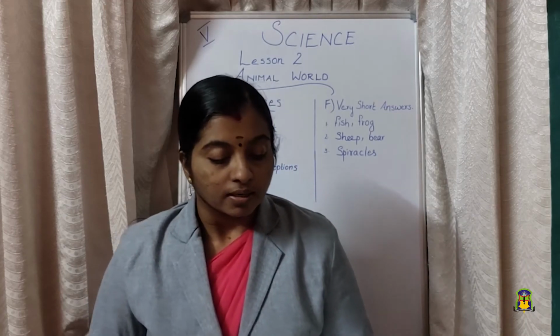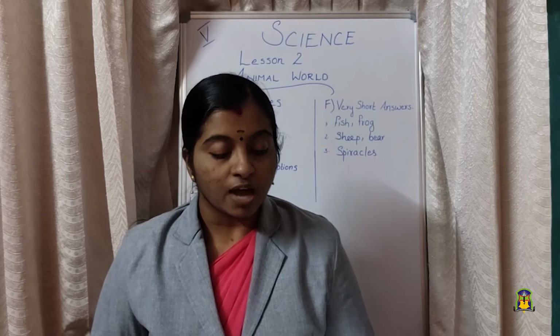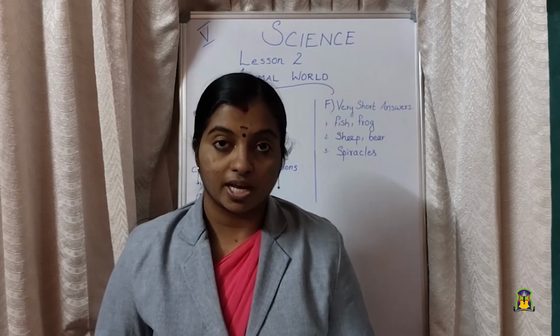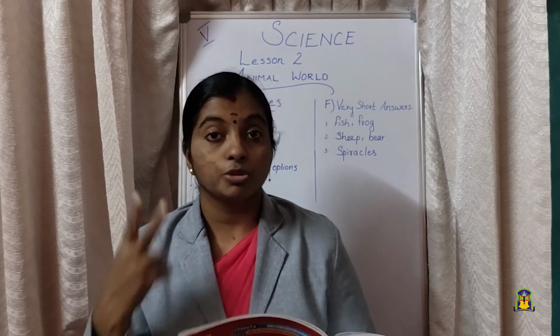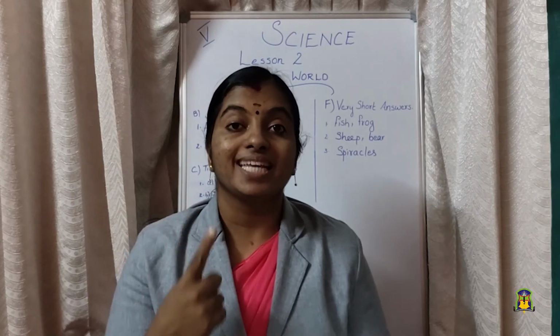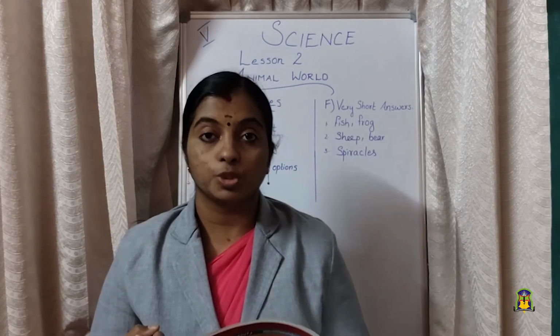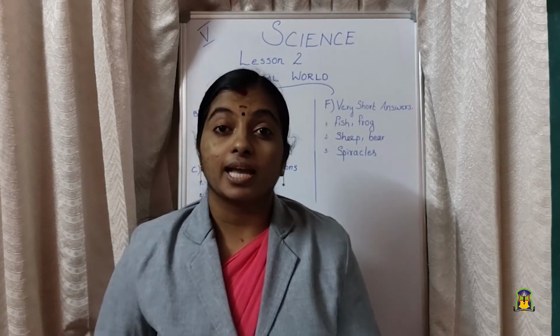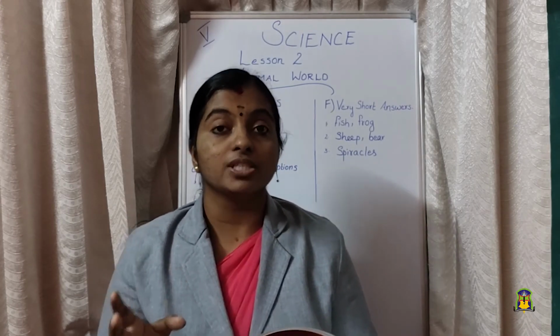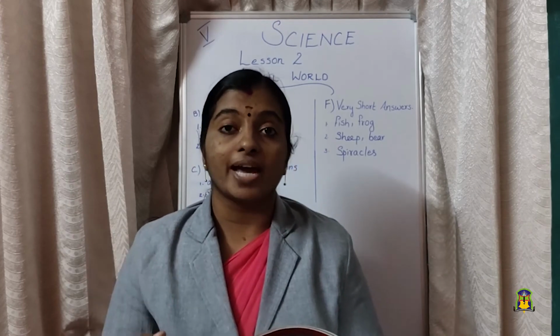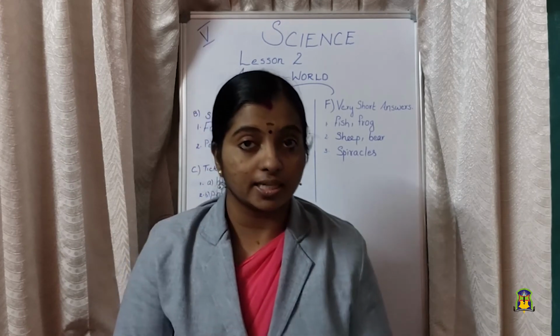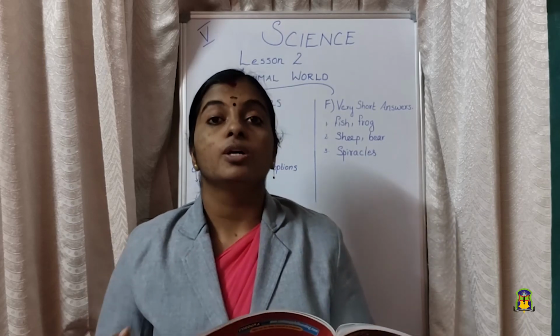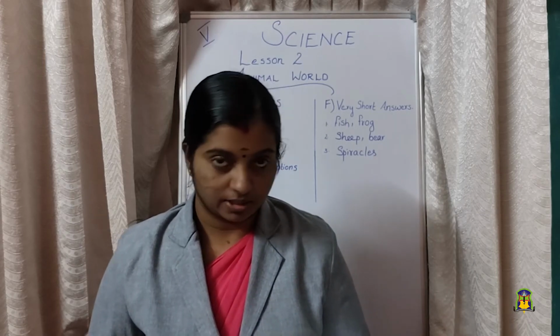Next, long answer questions. How does a polar bear survive in polar regions? I'll give you two adaptations. One is they have a thick fur. The thick fur helps them to protect their body from the cold condition. They also have a thick layer of skin which contains a lot of fat. A lot of fat is deposited under that thick skin, which helps it to survive in the cold climate.